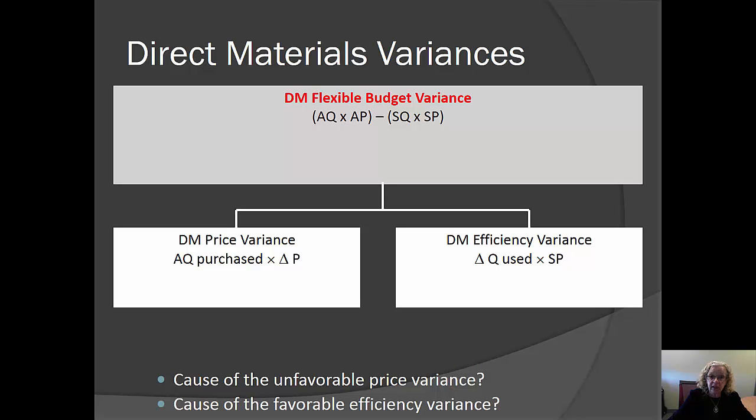We know that the difference between the actual cost and the standard cost at the actual level of activity gives us our total direct materials flexible budget variance. And we could compute that for materials just the way we did for labor if the amount of material that we purchased was exactly equal to the amount of material that we used. In this case, that's not so.